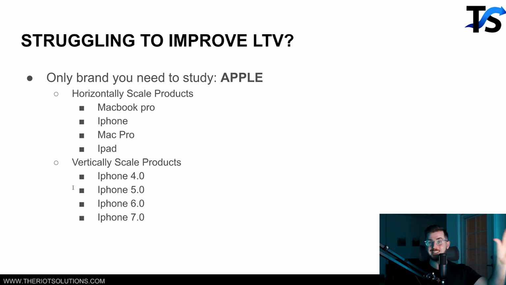They also vertically scaled me, because not only did I buy all their products, but I've also bought the iPhone 4, I bought the iPhone 5, I bought the iPhone 6, I bought the iPhone 7, and I'm on the iPhone 13 right now. I'm about to go buy an iPhone 14. So I purchased 10 of their iPhones, anywhere from like $500 or $600 to $1,000 per iPhone that I spent. I've almost spent $10,000 just on iPhones.